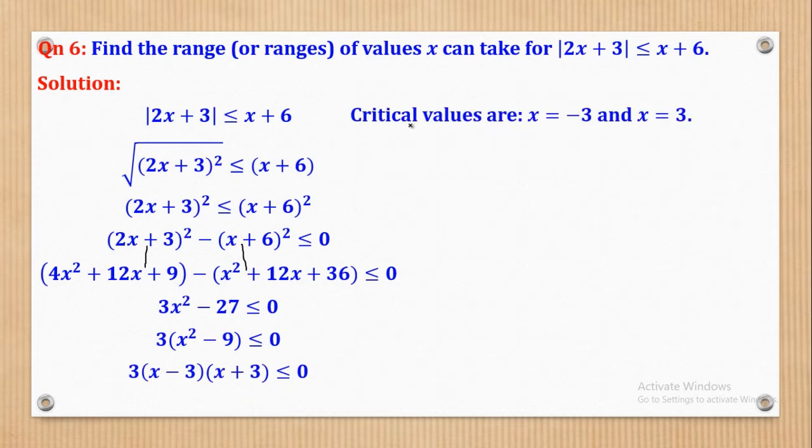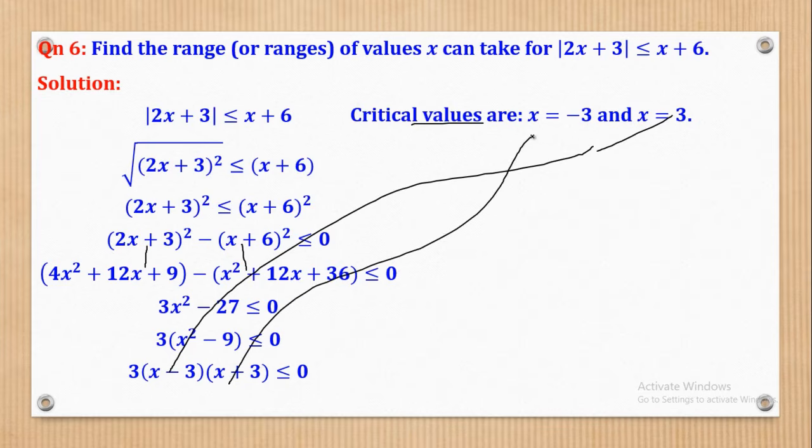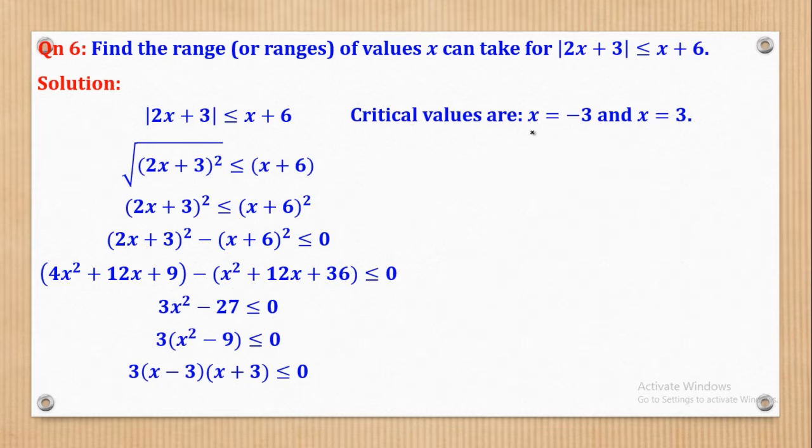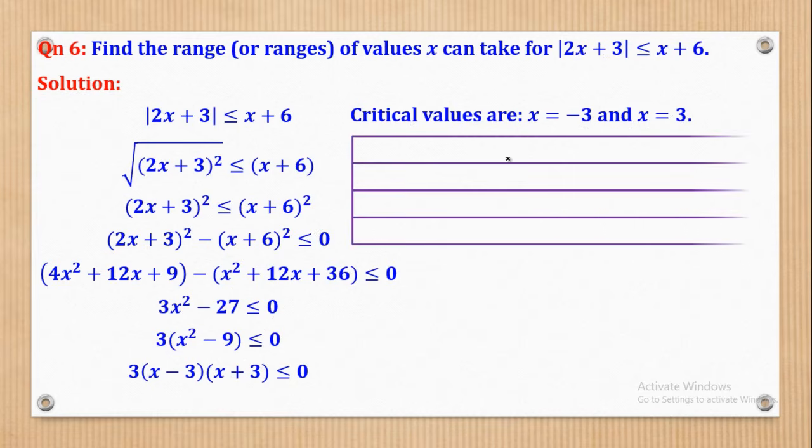Next is to get, after factorizing, you have to get critical values. This one gives you this, and this one gives you that. But they have to be arranged in ascending order. That's why we began with -3 followed by +3. The next is to tabulate.